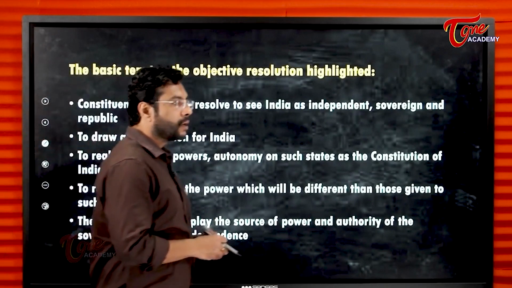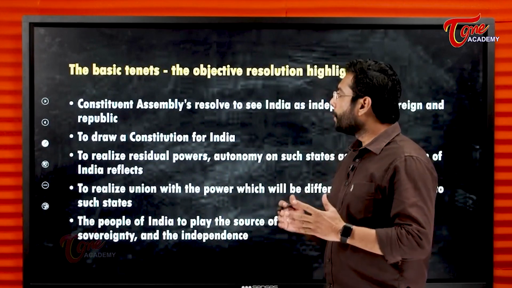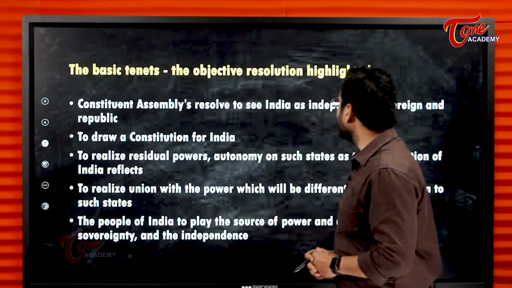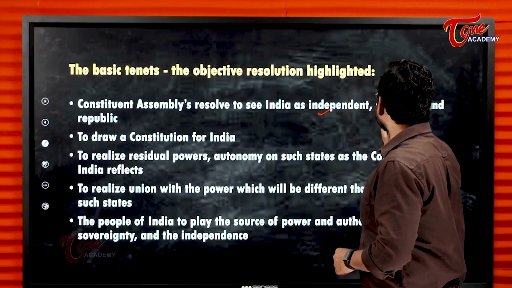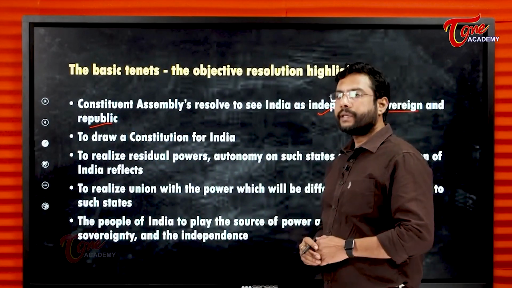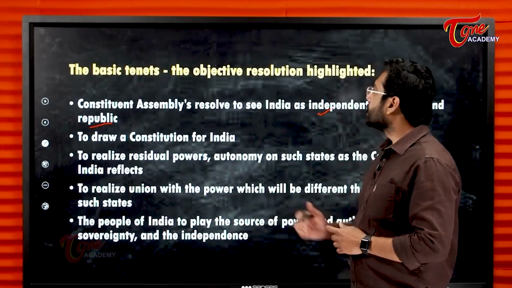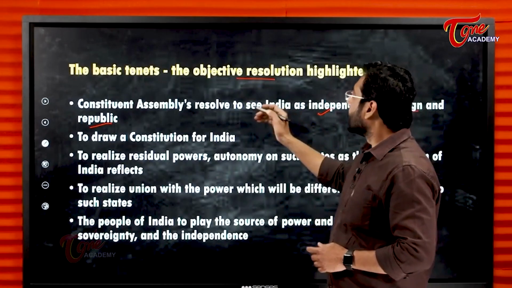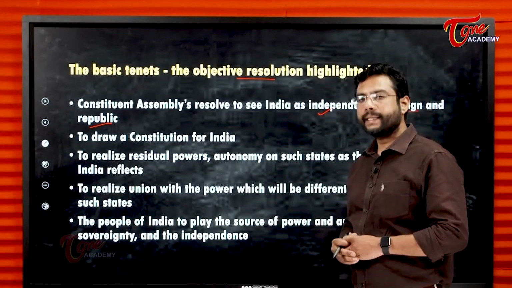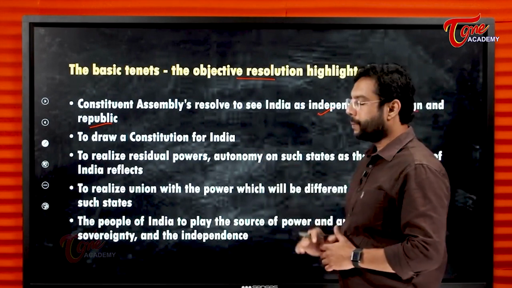See, we know we formed the Constituent Assembly just to prepare the Constitution. So the Constituent Assembly resolved to see India as an independent, sovereign republic. That was the basis of the Objective Resolution. When the Constitution was in the making, this was the base of the Objective Resolution, which has given birth to the preamble. The Objective Resolution says that India should be seen as an independent, sovereign republic.